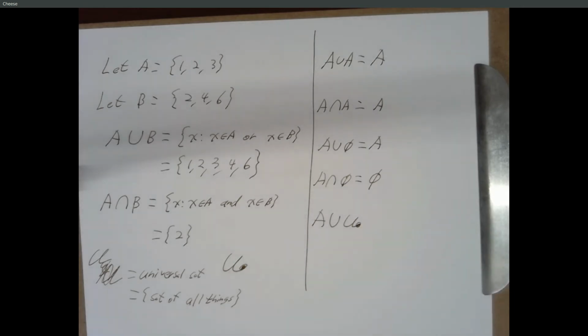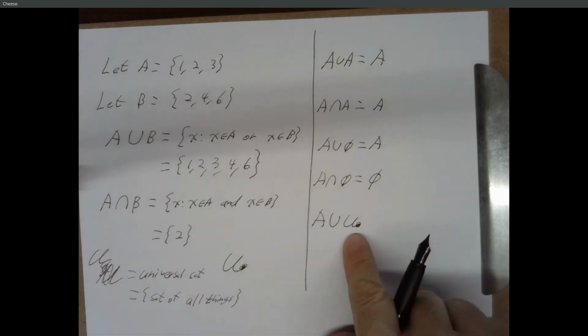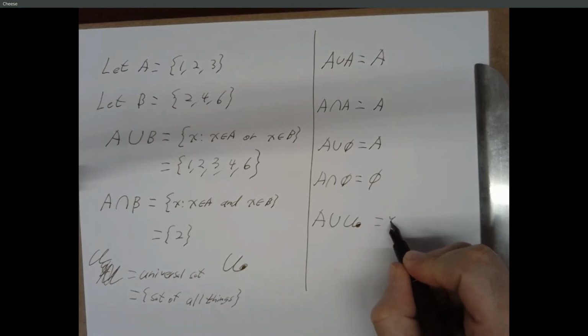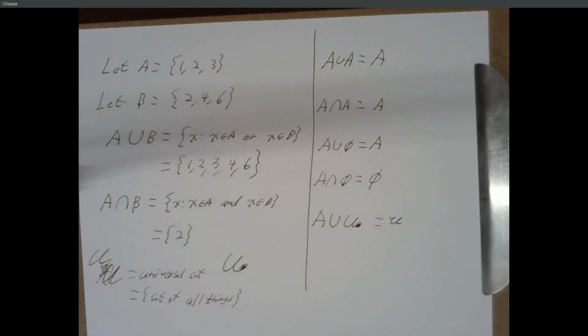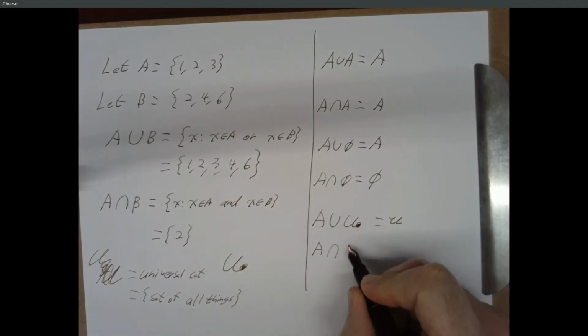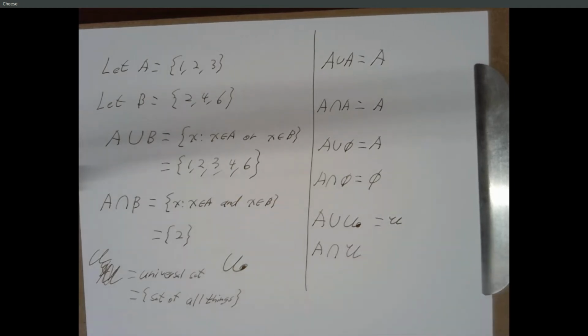So what is A union with the universe? The set of everything that's either in A or in the universe, the set of all things. That's just the universe, right? And A intersect the universe, the set of all things that are in A and in the universe. That's just A.